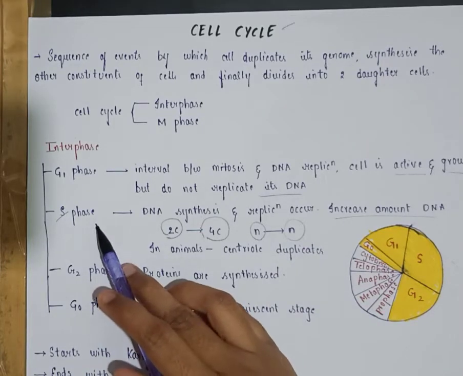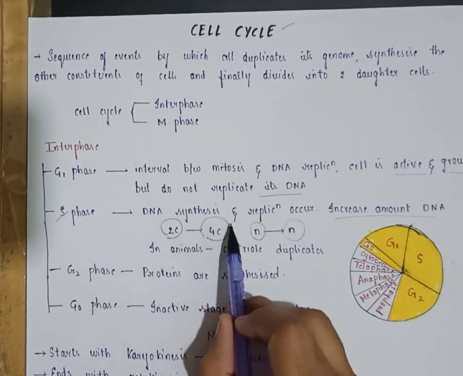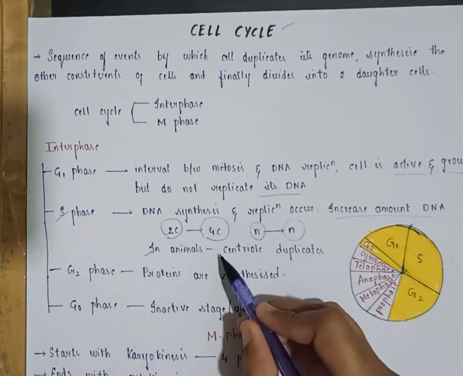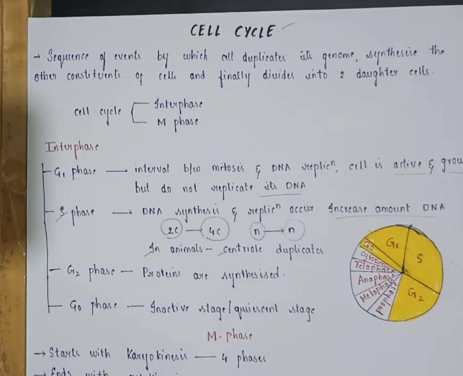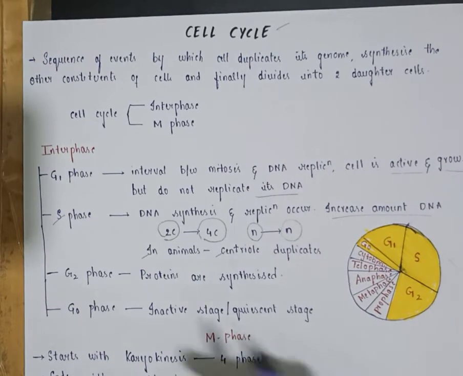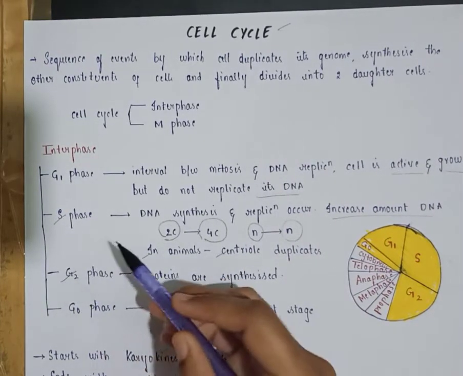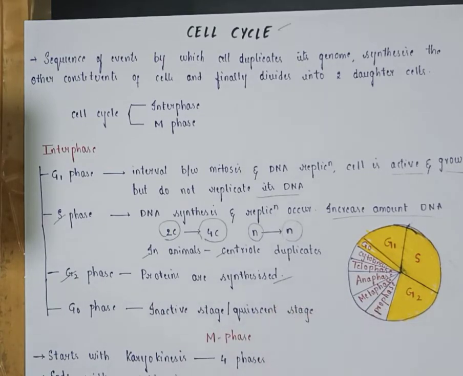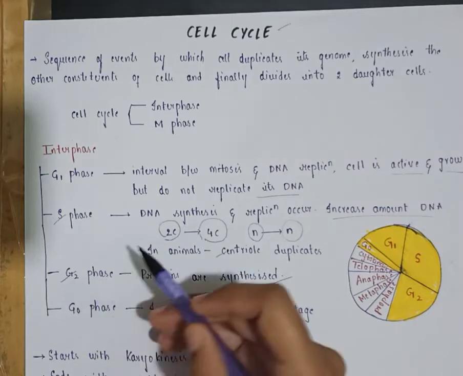So during the S phase DNA replication and synthesis occurs, and in animals centriole duplication also occurs during the S phase, or synthesis phase. And the next one is the G2 phase. During the G2 phase proteins are synthesized. What is the use of these proteins? They are the proteins which are helpful for the division of cells, and they are synthesized during the G2 phase.